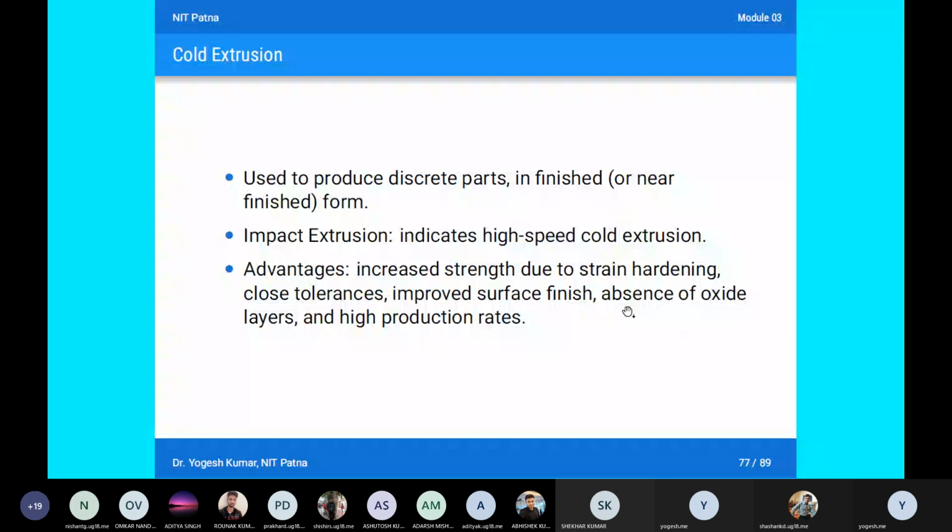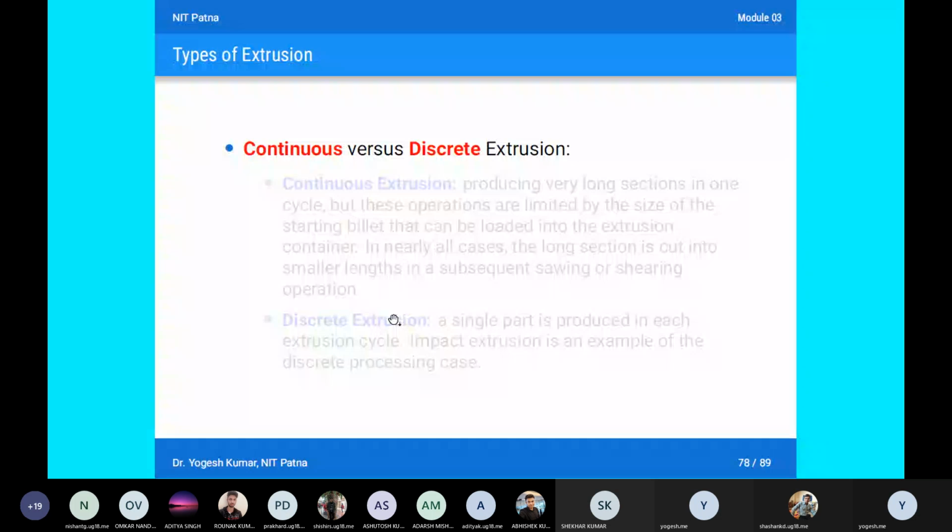Improved surface finish, since there is no heating, so there is no oxidation layer, and the production rates of your cold extrusion processes is high. Okay, then we will come to the next type of classification.